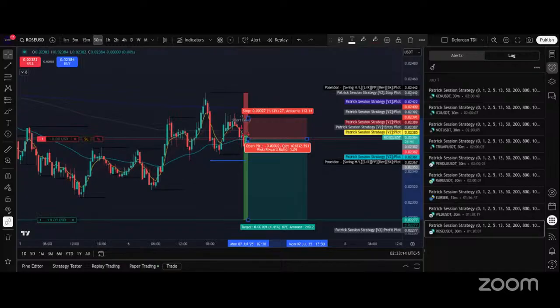And here's your next call of the night. ROSE versus USDT. A 30-minute confirmation. Market execution sell. Entry price is 0.02382. Stop loss is 0.02409 for 27 pips. Take profit is going to be 0.02277 for 105 pips with a risk to reward ratio of 3.89.